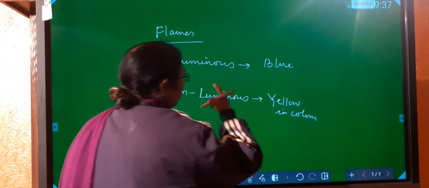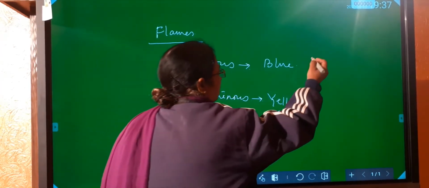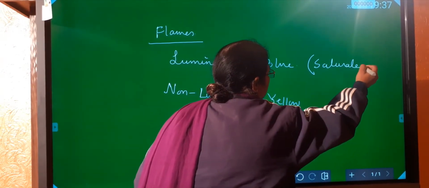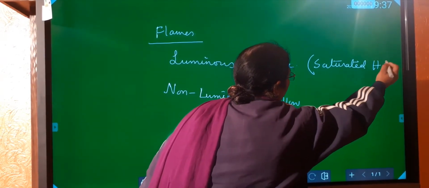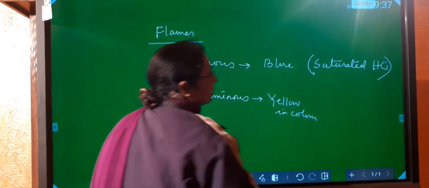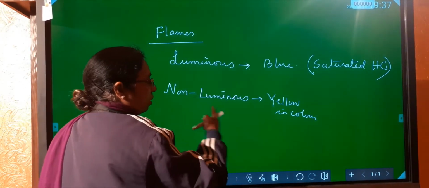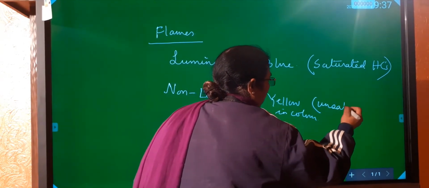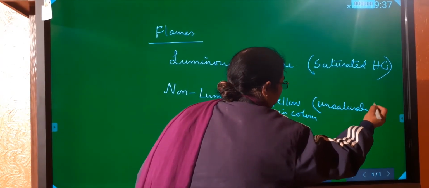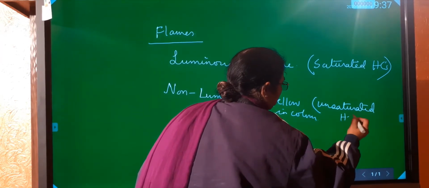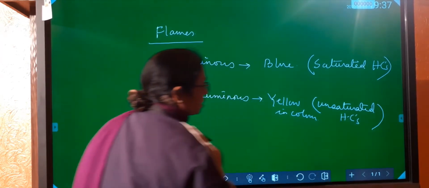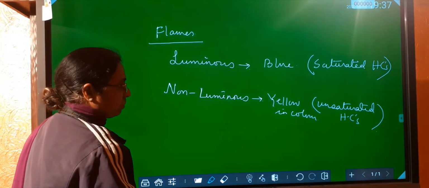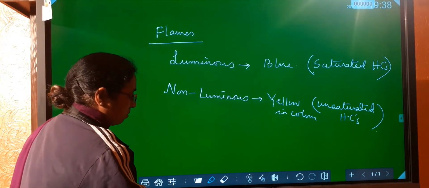Alright, then luminous flame, this will be given by what? This will be given by saturated hydrocarbons. And non-luminous or yellow flame will be given by unsaturated hydrocarbons.